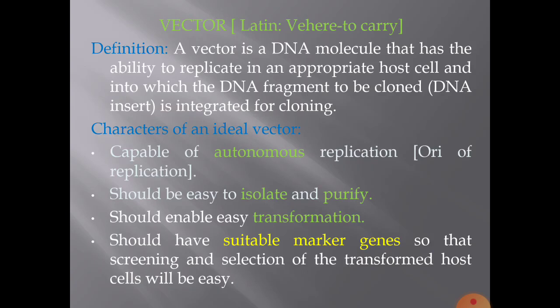What do I exactly mean by a suitable marker gene? A suitable selectable marker is a gene introduced into a cell, especially a bacterium or the cells in culture, that confers a trait suitable for artificial selection.